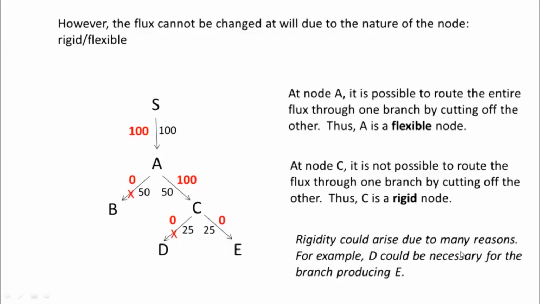So rigidity could arise due to many reasons. For example, D could be necessary for the branch that is producing E in some metabolic way, some genetic way. It could be responsible, maybe through a feedback loop or something like that. And therefore, if we cut this off, this also gets cut off.